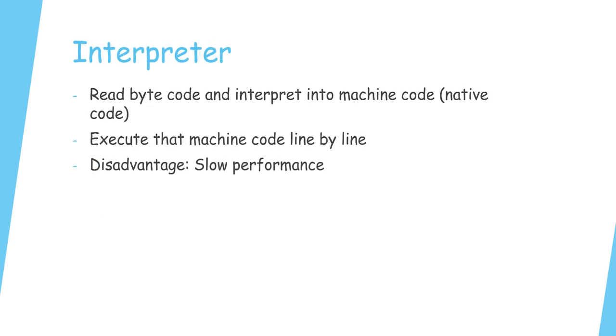Let's look at the interpreter first. It is responsible to read the bytecode, interpret it into machine code, and execute that machine code line by line. The problem with interpreter is it interprets every time even if some method is invoked multiple times. This affects the performance of the system.